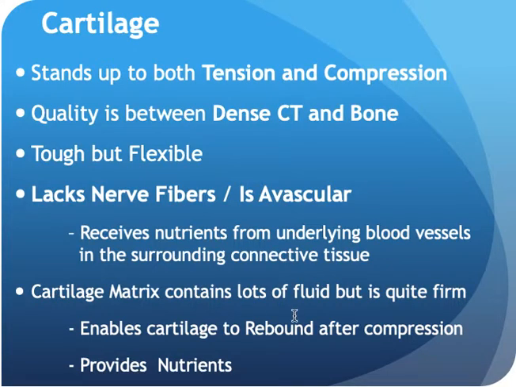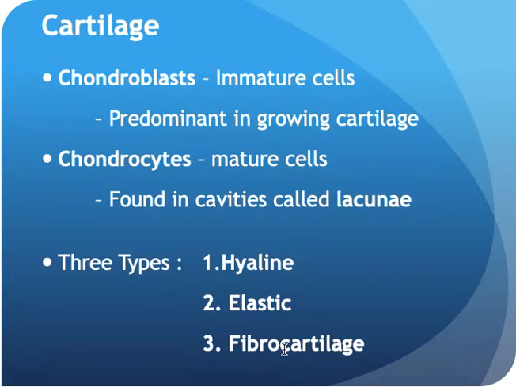Okay, so cartilage matrix contains lots of fluid, but it's quite firm. It's going to enable cartilage to rebound after compression, and it's also going to provide nutrients, okay? So we get to cartilage, and we want to come back and look at the terminology and the cells. So we have chondroblasts, and again, when you see blasts, you want to think about immature. Chondro, I'm going to think about cartilage. So these are my immature cells. They're going to be predominant in growing cartilage. I'm going to have chondrocytes, mature cartilage cells, found in the cavities called lacuna. That always ends up on your final for some reason, so I would highlight that too.